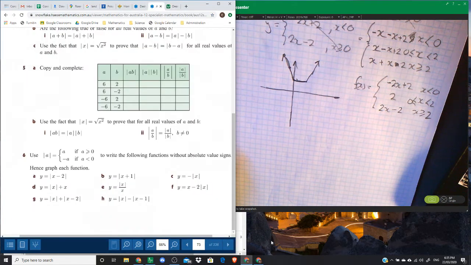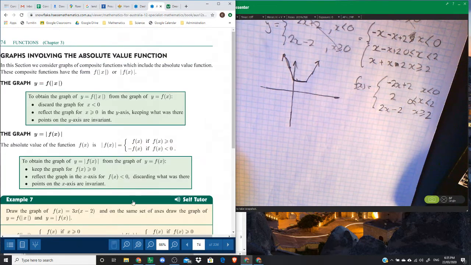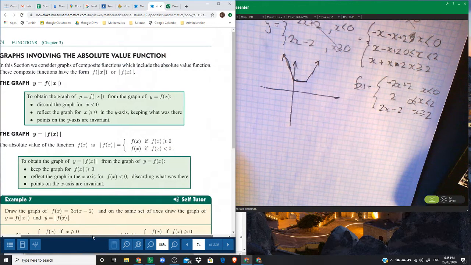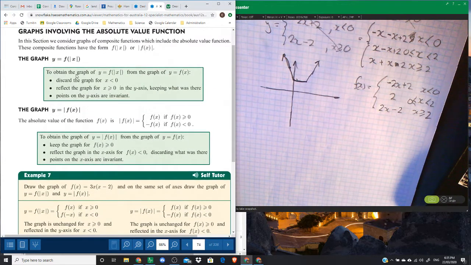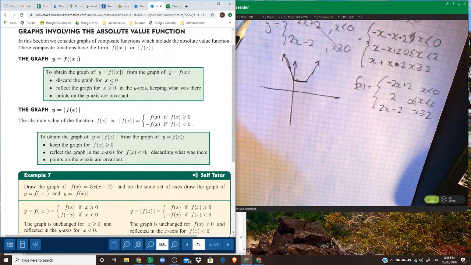Okay. So, graphs involving the absolute value function. If you apply the absolute value on the domain, that basically turns all your inputs positive if they were negative. So we discard the graph for x less than 0 and reflect the graph on the y-axis. What's on the right-hand side of the y-axis gets copied onto the left.